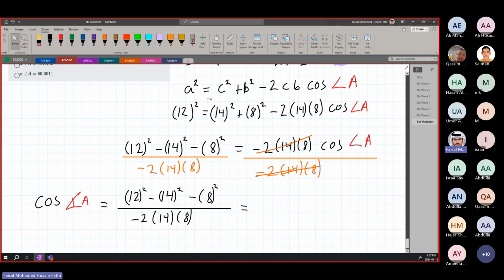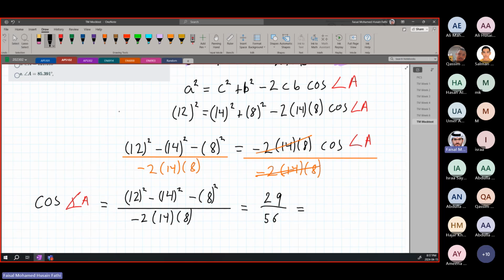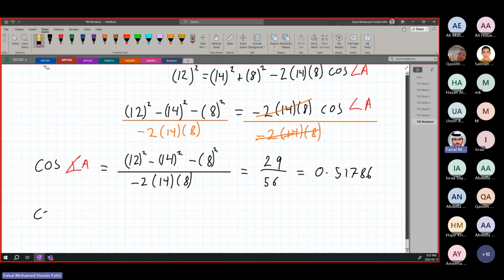Put your parentheses and everything so you guys don't make a mistake with the signs, okay? Or you can start solving them from the initial point, squaring everything and then moving the numbers and summing them. That's up to you, whichever you're more comfortable with. 12 squared minus 14 squared minus 8 squared divided by negative 2 times 14 times 8, I will get 29 over 56, which is also equal to 0.51786. Now we are going to do our final step, which is cosine inverse. So now we have our angle A is equal to the cosine inverse of this value, which is 29 over 56.